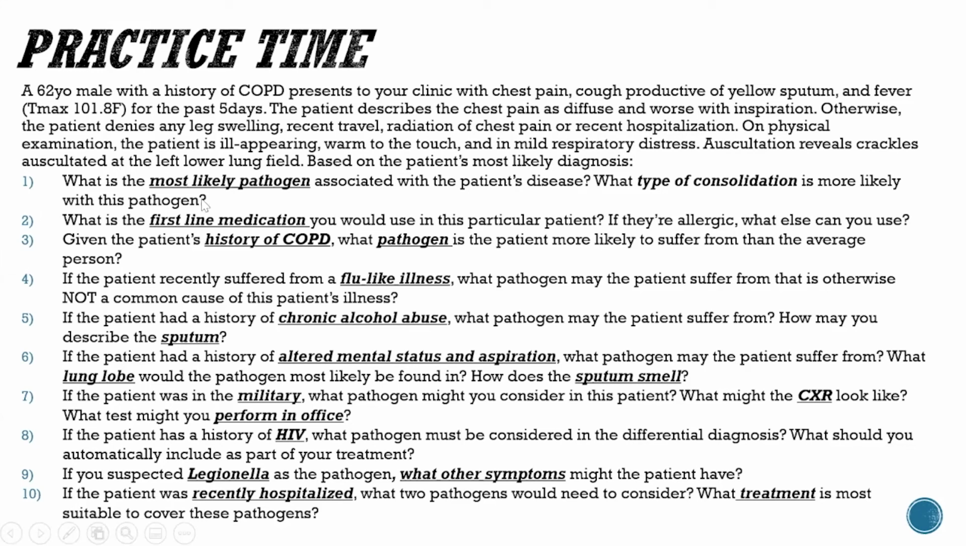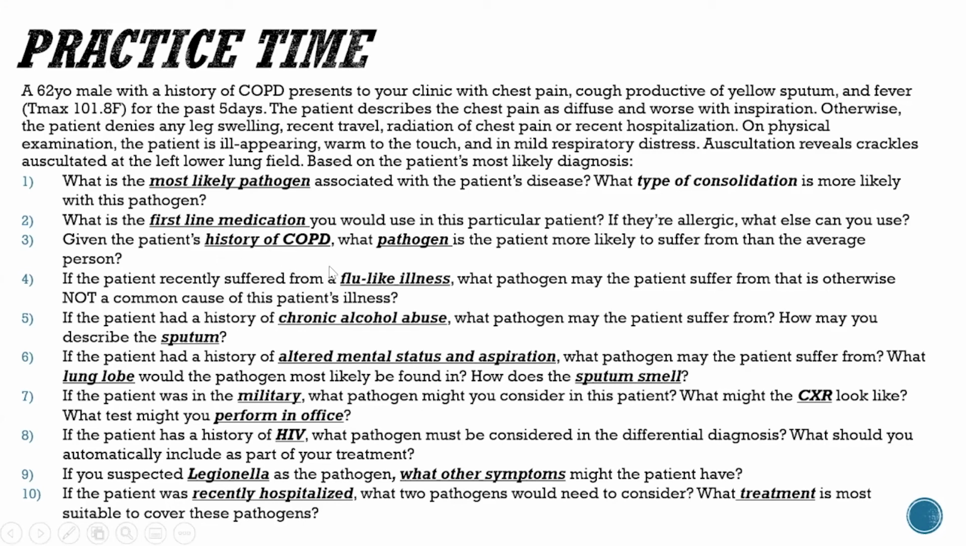So let's take a look at the first part here. What is the most likely pathogen that you're dealing with? Well, remember, in general, the most common cause of typical pneumonia is Streptococcus pneumoniae. And the type of consolidation that you're most likely going to see with this is a lobar consolidation, meaning that an entire segment of lung is consolidated with inflammation and bacterial infection. And in order to treat community-acquired pneumonia due to Strep pneumoniae, the first-line medication should either be a macrolide, like azithromycin or clarithromycin, or if the patient is allergic, you can use doxycycline.